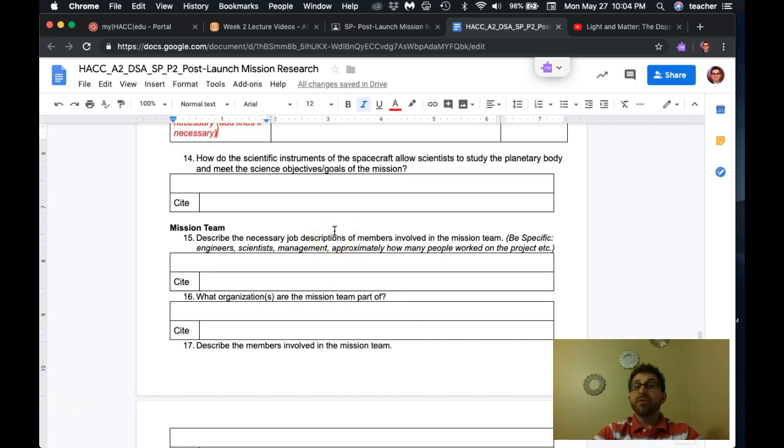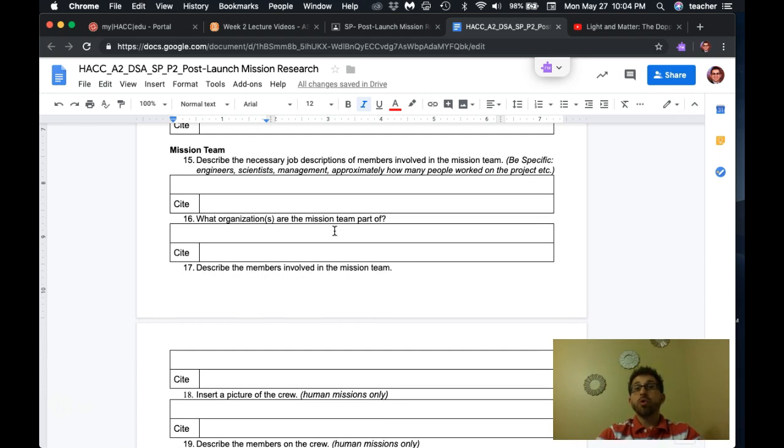How do these instruments help scientists? What's their ability as scientists now to study this planet, this comet, this asteroid, whatever it is the target of our mission is? What are these scientific instruments specifically doing to help the scientists to understand things more thoroughly?